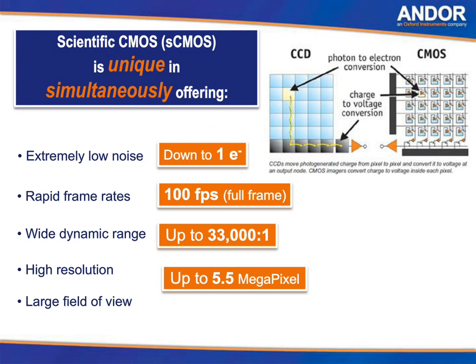So here you can see the effects of that. If we look at the list, we have extremely low noise down to 1 electron, rapid frame rates up to 100 frames per second of the full frame, a wide dynamic range. Now, effectively, this is electrons before we get the scintillator, but it's a very effective way of moving the charge of up to 33,000 to 1. High resolution, which is obviously critical, as we'll go into and Yuri will explore later on, with a large field of view of 5.5 megapixels. It's able to do that because it's a different structure.